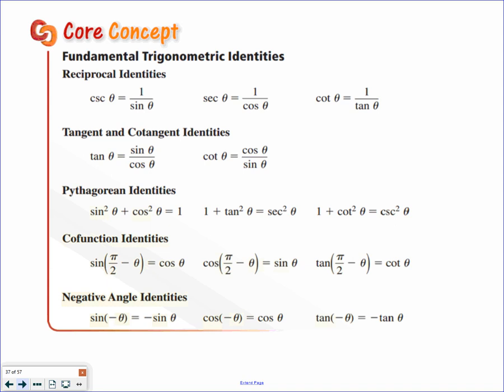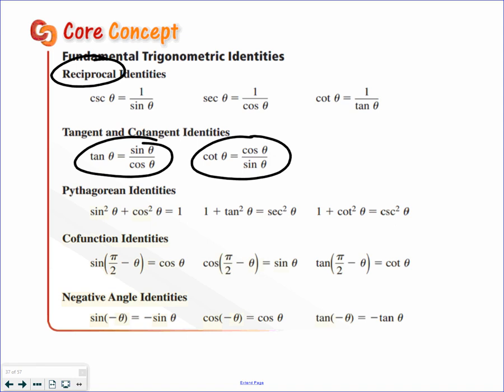First are what's known as the reciprocal identities. So cosecant is 1 over sine, and we used that when we did our graphing. And secant is 1 over cosine, and cotangent is 1 over tangent. So again, these are the reciprocal identities. Tangent and cotangent: tangent is sine over cosine, and cotangent is cosine over sine. And again, we used that when we did our graphing, the underlying curve.